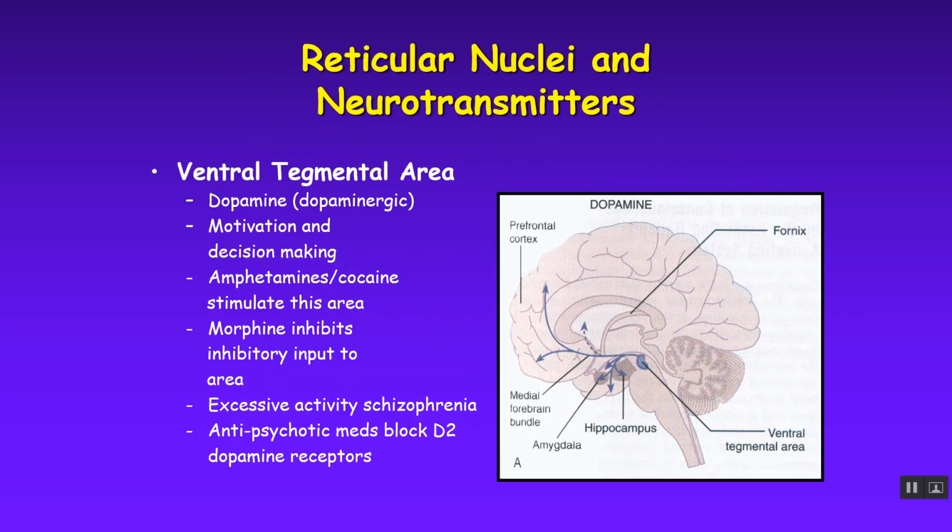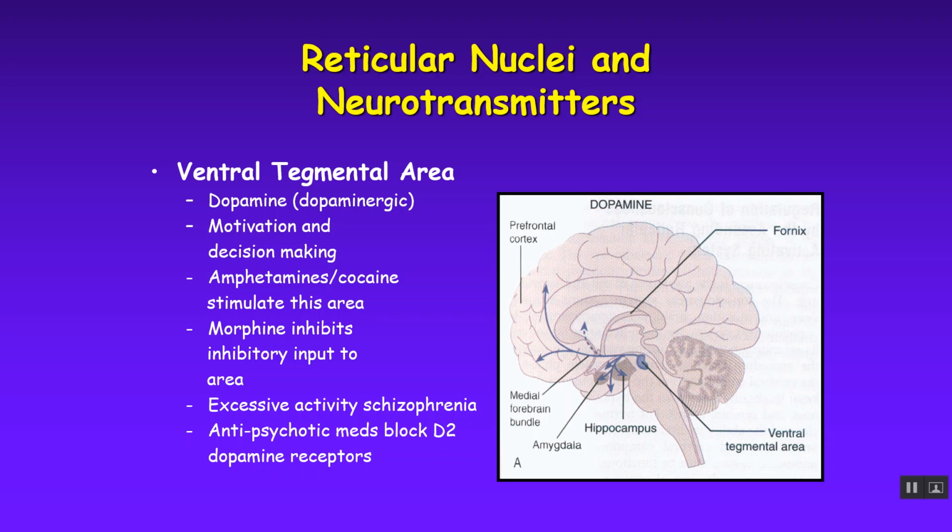Now we're going to talk about some specific reticular nuclei. Those nuclei, I showed you those pictures and circled a couple of them. We're going to talk about some of those specific reticular nuclei that have specialized function and the neurotransmitters they use. So one of the areas, it's kind of a nucleus, but they call it really an area versus a nucleus, called the ventral tegmental area, the VTA.